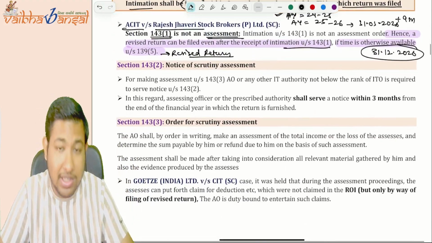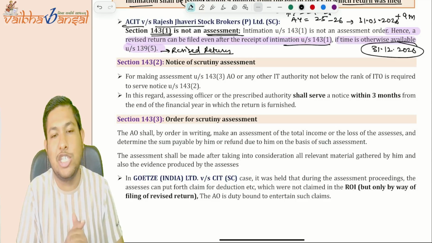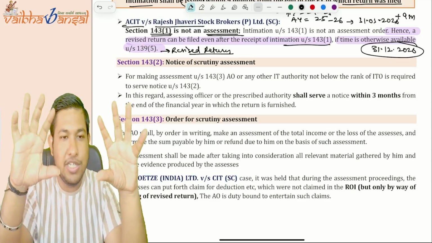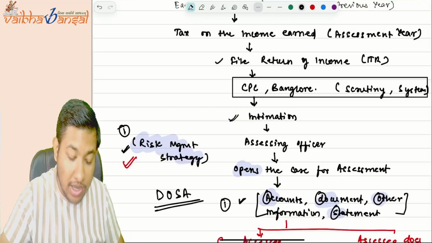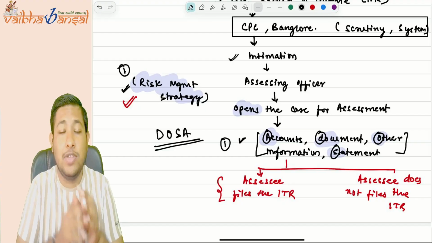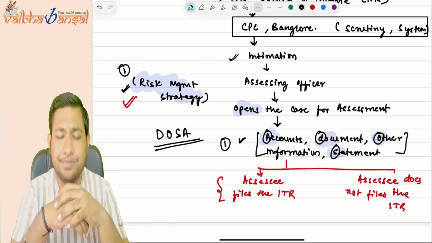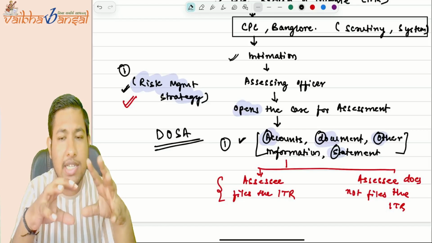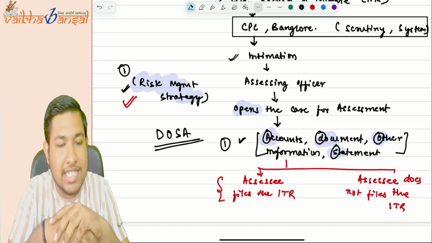Now we are starting with the core part of the assessment procedure. We have seen the intimation part, we have seen the documents. Now we are moving ahead with the core part of the chapter, that is the assessment part.